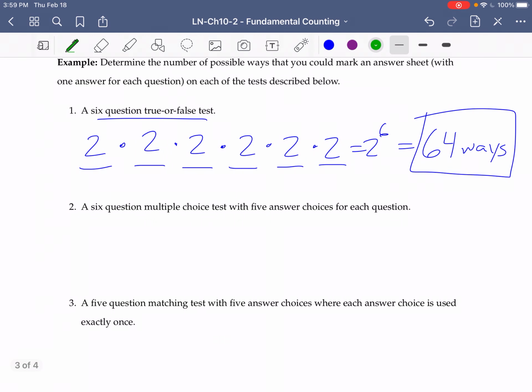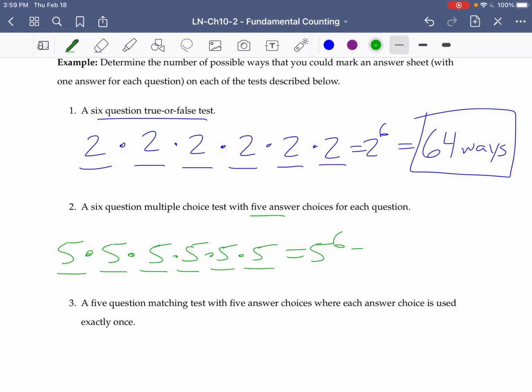If, instead of having a true-false test of 6 questions, it was multiple choice instead, and there were 5 answer choices for each question, right, so we have 6 questions, 6 decisions to make. How many options do we have for problem 1? Well, we have 5 options. How many do we have for problem 2? We still have 5. And then we have 5. And we have 5. And 5. And 5. So we end up with 5 to the 6th power.